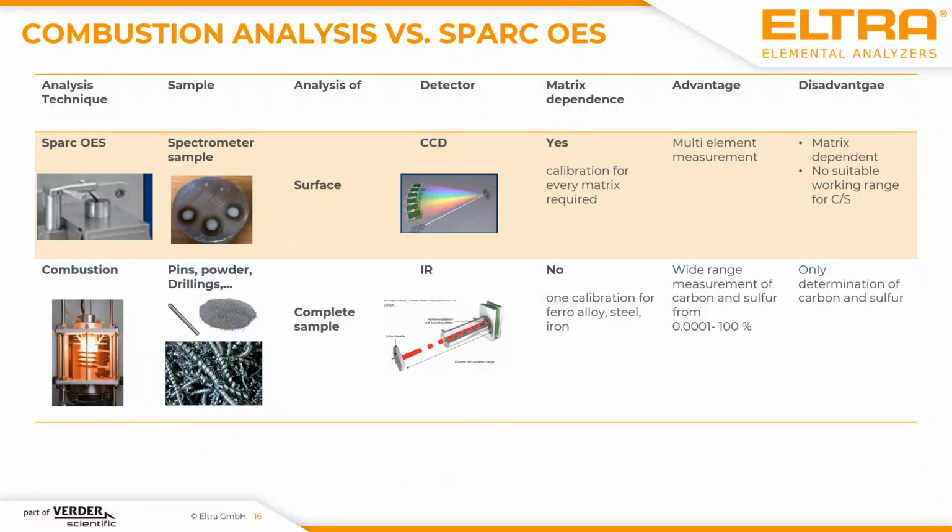You can apply not only spectrometer samples, because you can also apply solid samples, drillings, and powder, and this makes usage of combustion analyzers very easy. You combust the whole sample and you can make a wide range determination of carbon and sulfur. You do not have to take care of a lot of different calibration and reference materials.